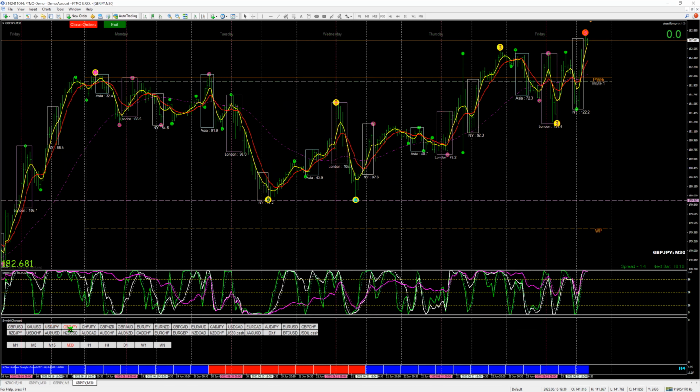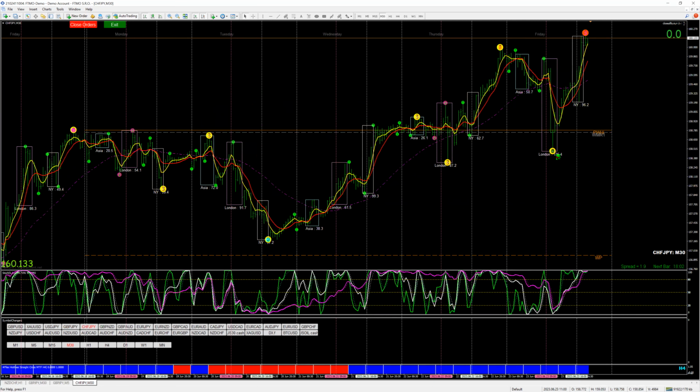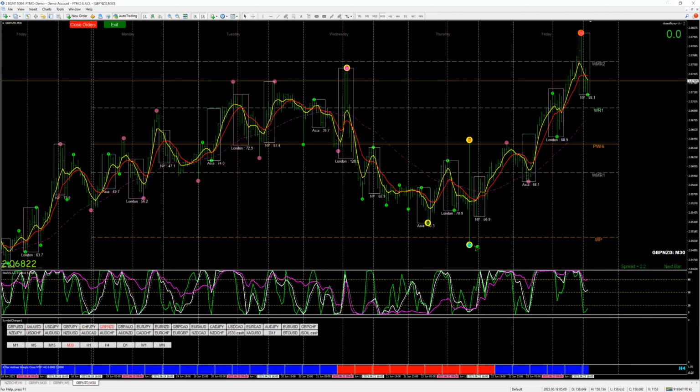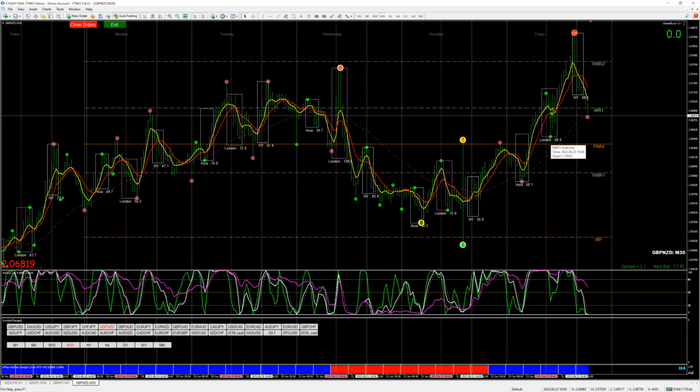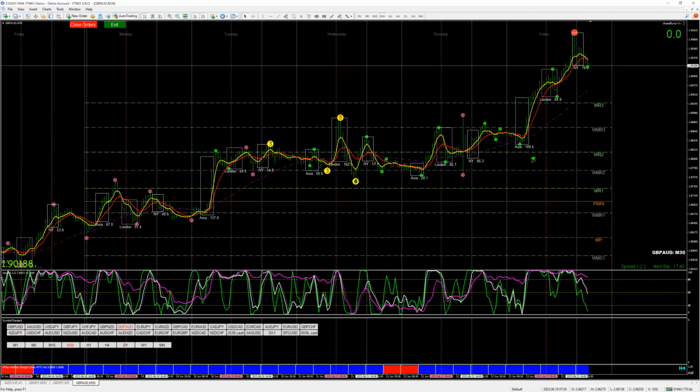Pound yen was a long, again, no setup. The setup is here, 1, 2, 3, but it's against the 4-hour. So no trade there. Swiss yen, again, the yen pair was being manipulated, 4 hours long. So we had a long setup, but no short setup for the European. Pound NZD, there's a 1, 2, 3, and then a 1, 2, 3. You had to wait for it to go long. So no trade. Pound Aussie was a long, again, you had to wait for it, no trade.